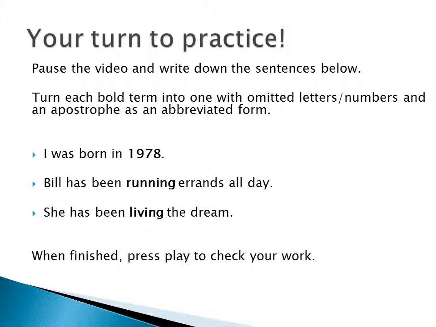Now it is your turn to practice. Pause the video and write down the sentences below. Turn each bold term into one with omitted letters or numbers, as we just did, and use an apostrophe to show an abbreviated form. I was born in 1978. Bill has been running errands all day. She has been living the dream. When finished, press play to check your work.